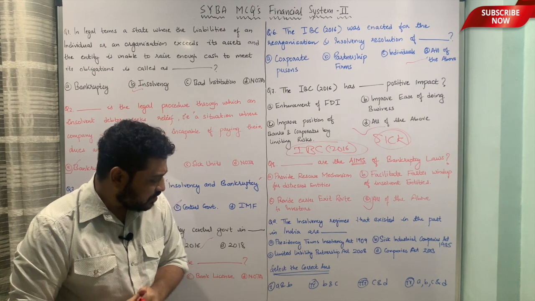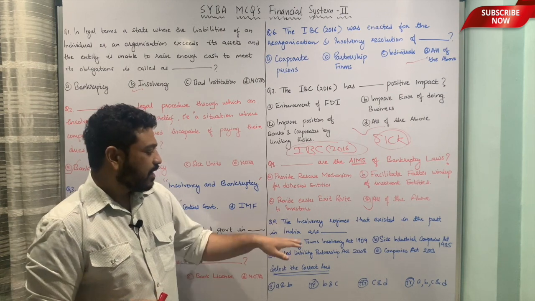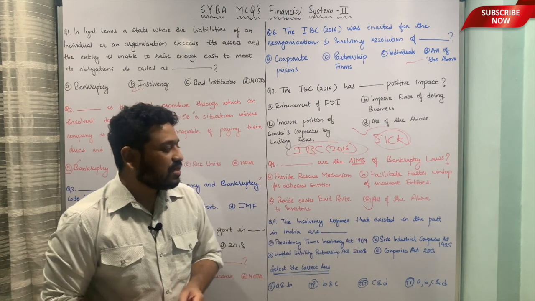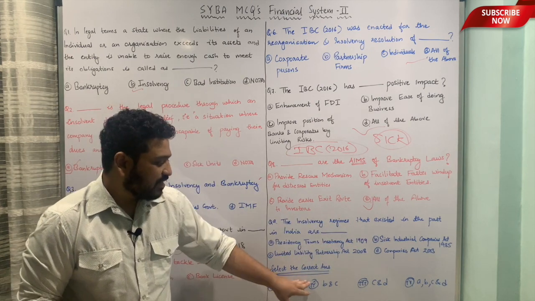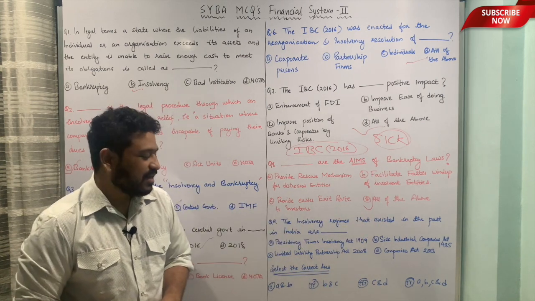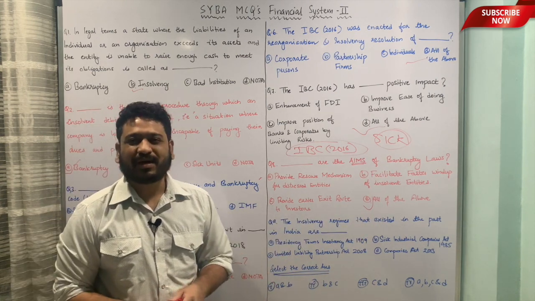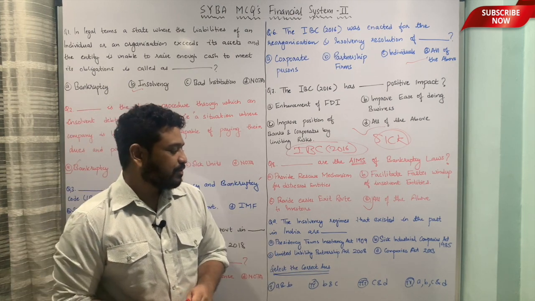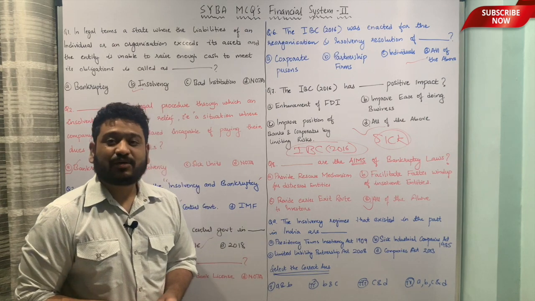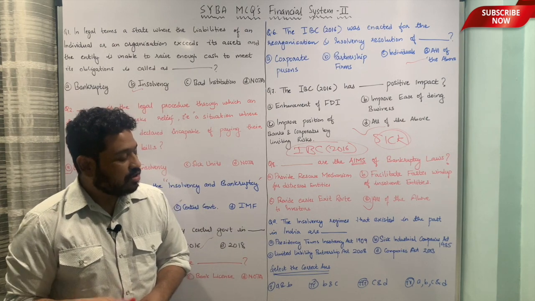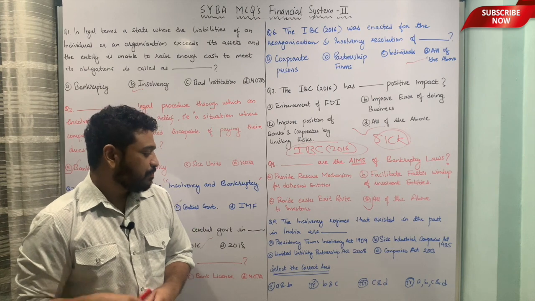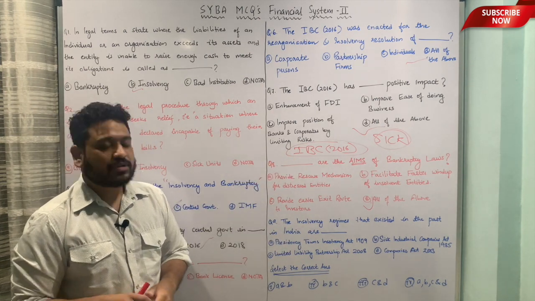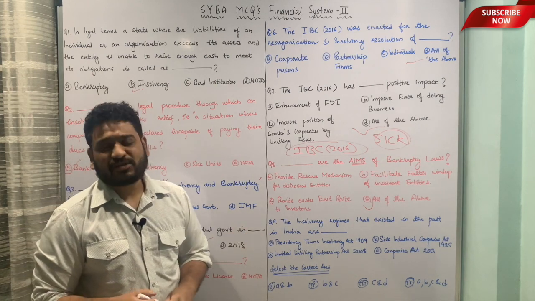So let us look at the first option. The first option is A and B, that means Presidency Towns Insolvency Act 1909 and Sick Industrial Companies Act 1985. The second is B and C, that is Sick Industrial Companies Act 1985 and Limited Liability Partnership Act 2008. Then we have C and D, that means Limited Liability Partnership Act 2008 and the Companies Act 2013. And the last is all of the above, that is A, B, C and D, that means all of these existed before the introduction of IBC 2016. So here the correct answer is option D, all of the above.